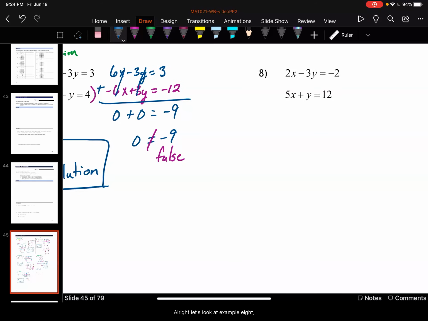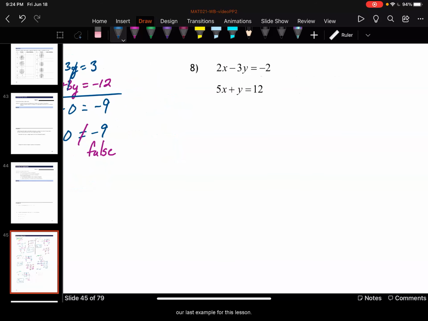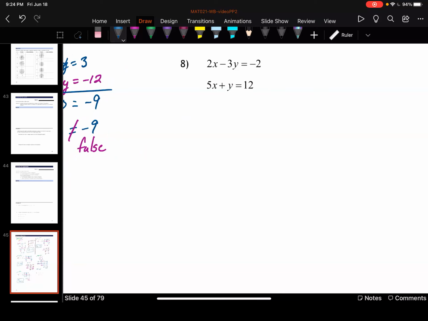All right, let's look at example 8, our last example for this lesson. We have 2x minus 3y equals negative 2, and 5x plus y equals 12. Looking at our x variables, coefficients, 2 and 5, well, I could turn that into 10, but I'd have to multiply both the top and the bottom equation. I don't want to have to do that if I don't have to. I can, again, but let's see if the y values would be easier.